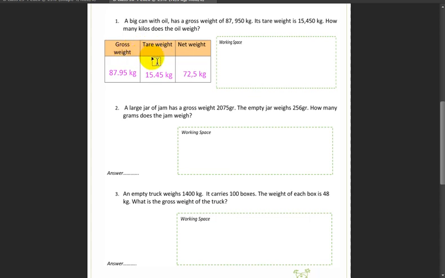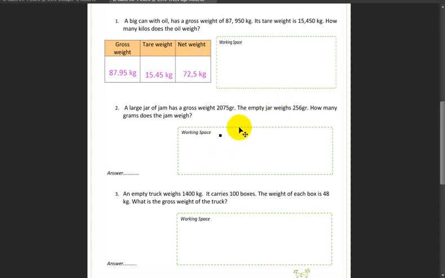Is that the tare weight or is that the net weight? We already know the gross weight is 2,075. But we need to figure out what this is. Well, since it says the empty jar, try to think of it like this. Picture a jar full of jam. Is the jar the inside or the outside? Well, it's the outside, so that would make it the tare weight.